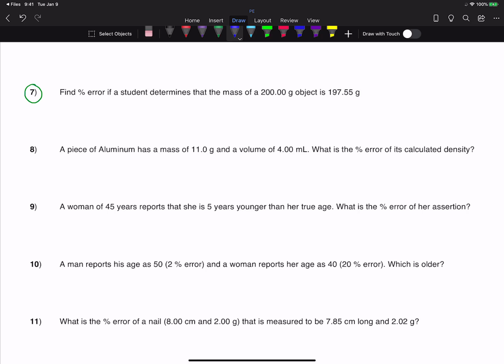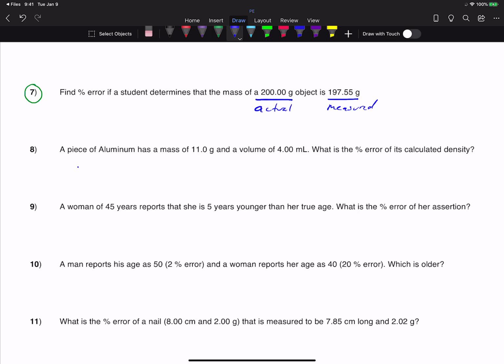So it says, if a student determines that the mass of a 200-gram object is 197.55, so that reveals that the 200 is the actual mass and the 197.55 is the measured value. So with the percent error formula, you can plug everything in, calculate the answer, and you're done. In problem 8, you have to find the percent error of the calculated density.